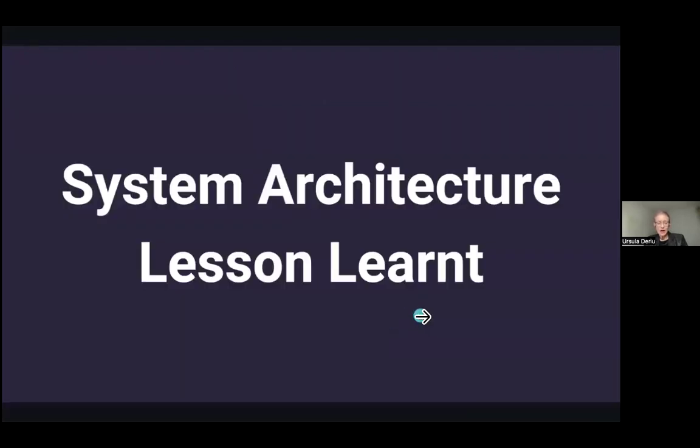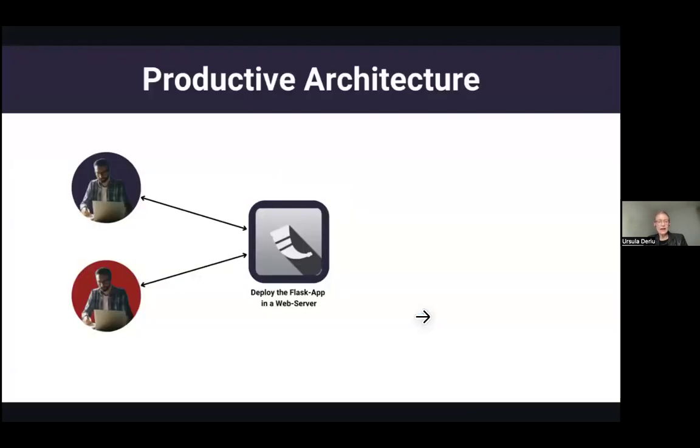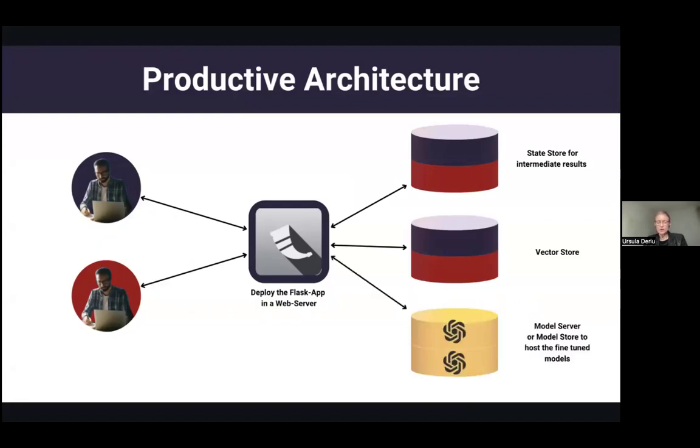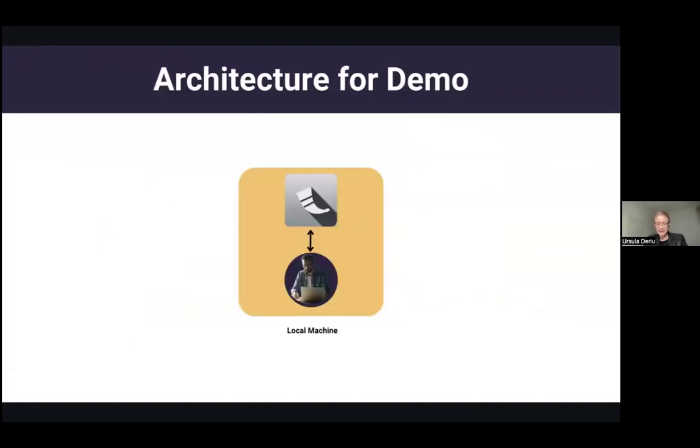What did I learn? How does a productive architecture look like? In a productive system, which works for many concurrent sessions, we would run our Flask application in a web server. Use an external state store, a persistent vector store, and a model server to serve our fine-tuned models. For the demo, I used a much more modest setting, just my local computer with 1 user.